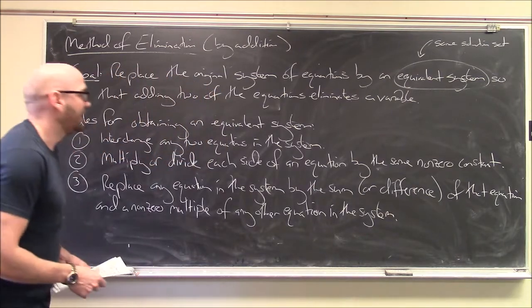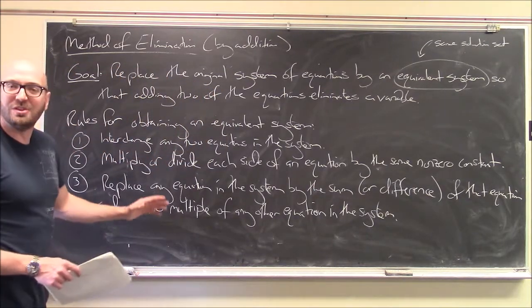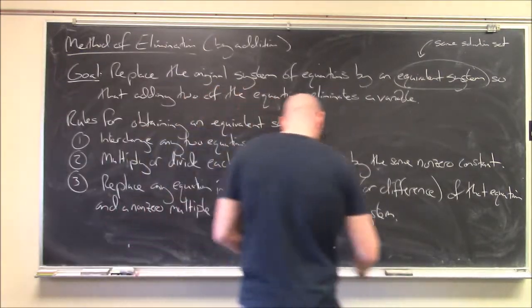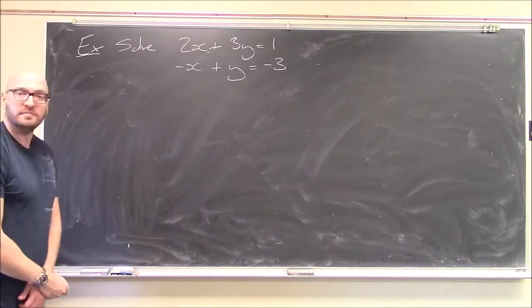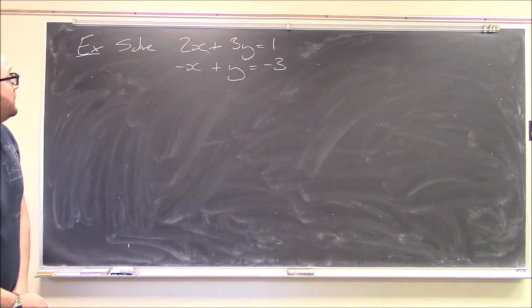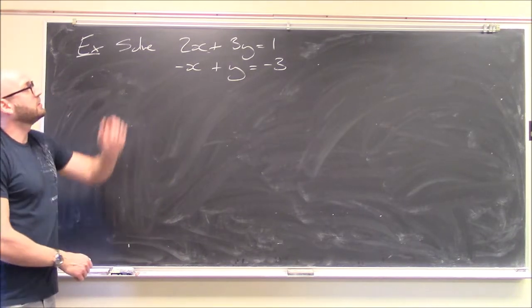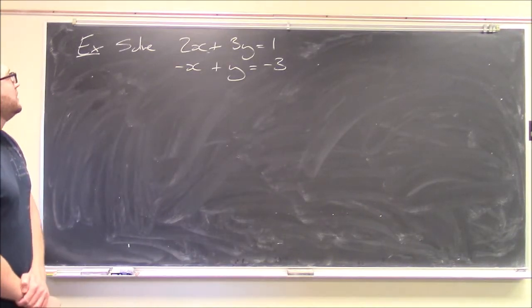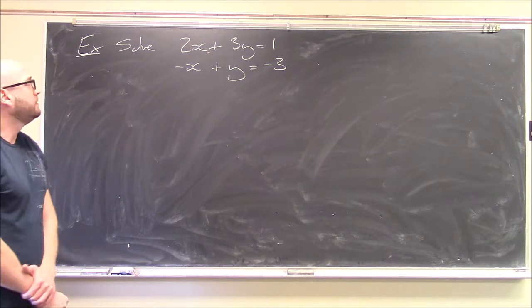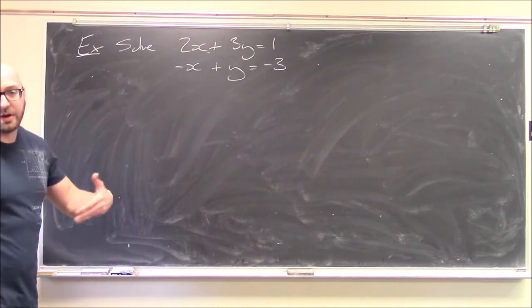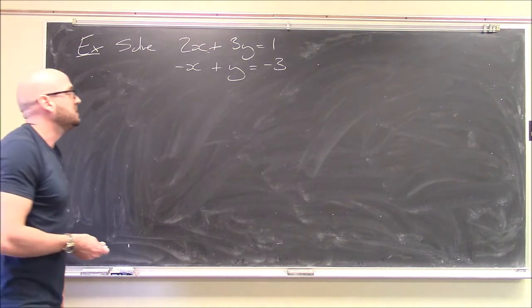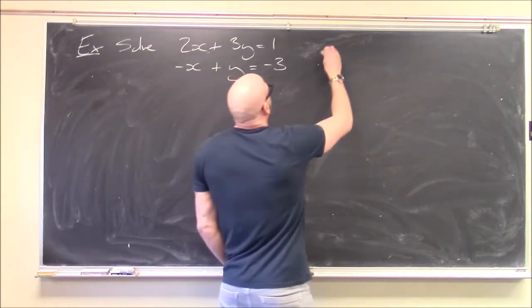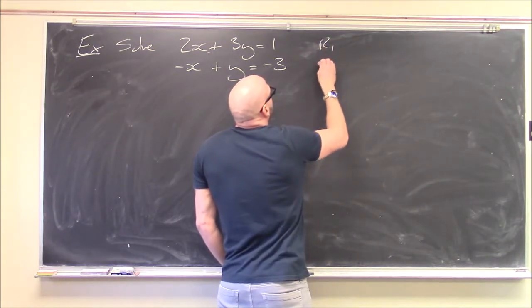So how about we just do some examples? So here's my system, a system with two equations and two variables. 2x plus 3y equals 1. Minus x plus y equals minus 3. Of course I know I could solve this already using substitution, but we're going to use the method of elimination here. And I'm going to start introducing some notation that we'll be using in future sections.